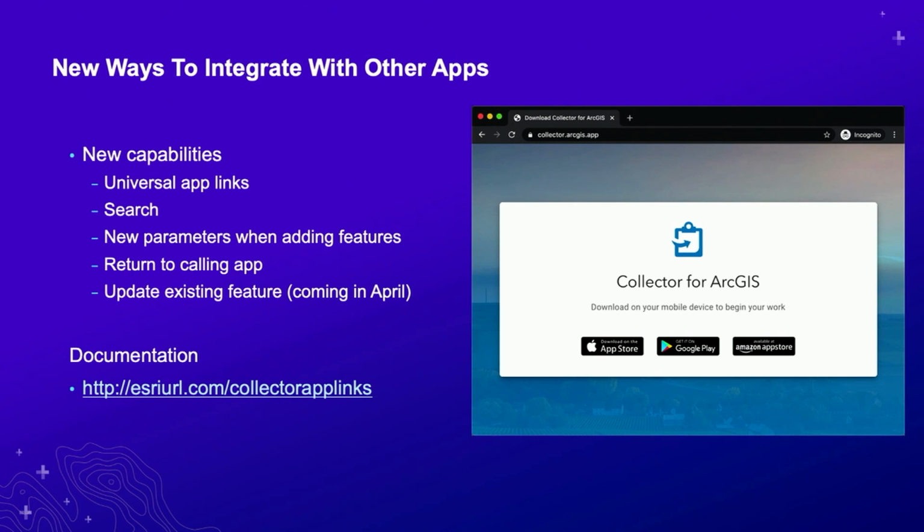In addition, we support executing a search directly. So maybe you need people to get to a specific asset. You could have that search immediately executed once you open that map and direct them, and then they could use navigation or the compass to get to that specific location.